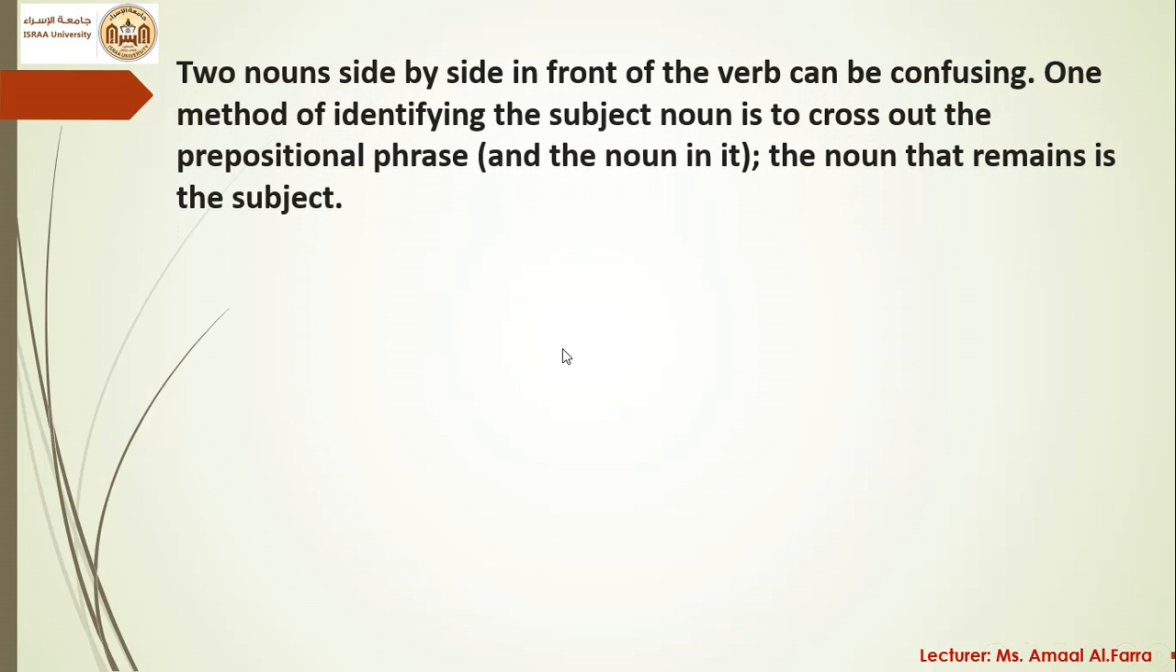Two nouns side by side in front of the verb can be confusing. Sometimes, for example, you have a sentence with a prepositional phrase and also a noun side by side before the verb, and maybe you are confused which one is the subject of the sentence. Is it the prepositional phrase or the noun? One method of identifying the subject noun is to cross out the prepositional phrase and the noun in it. Just cross out the prepositional phrase with its noun, then the noun that remains is the subject.